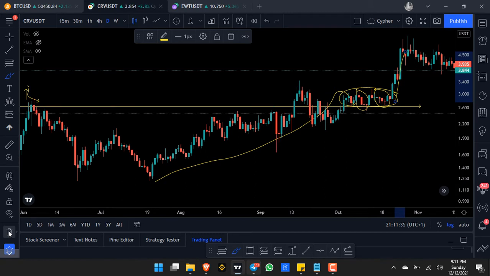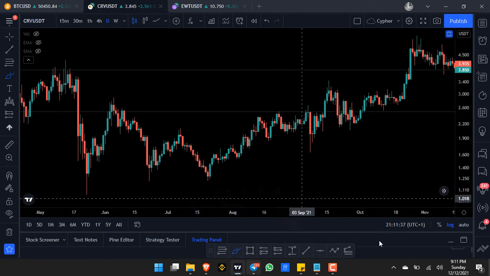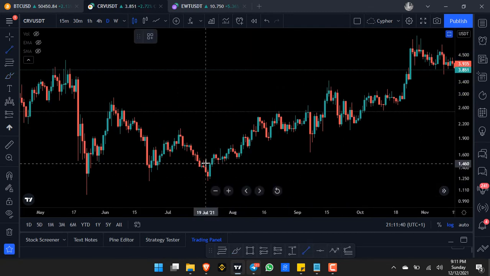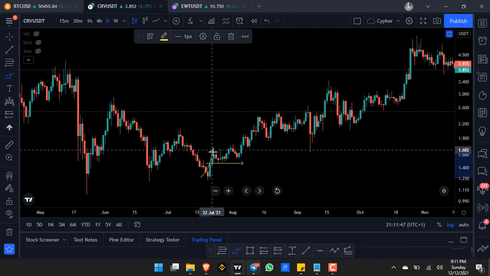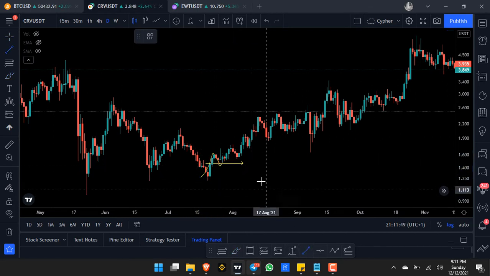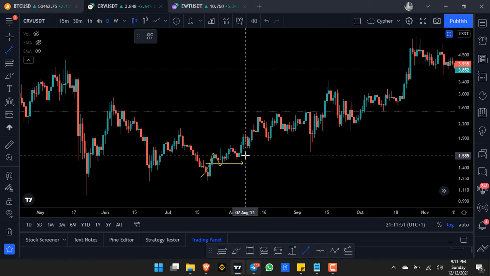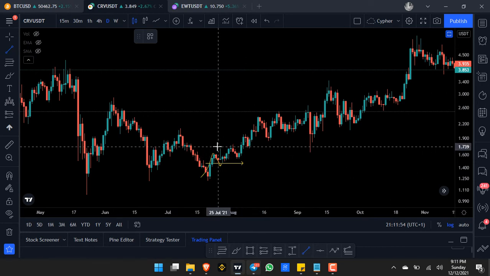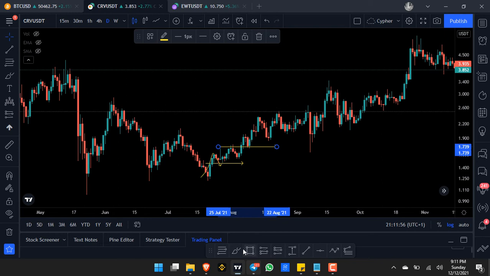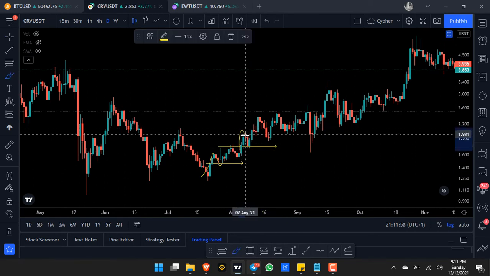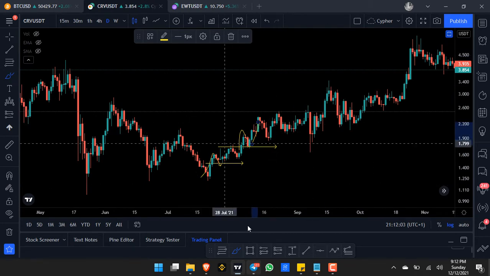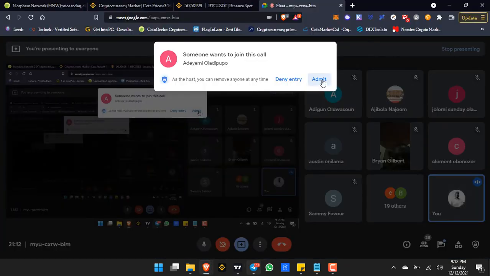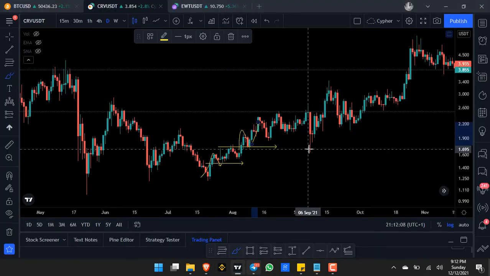Now if you go back to everything we have here, you will see that is exactly what has happened. Now look at this. It broke above it, and then it sat as support, right? Let's go to another one. You're seeing this. It broke above it and then it sat on it as support before it continued up. So this is what we are talking about when we are identifying support and resistance levels.